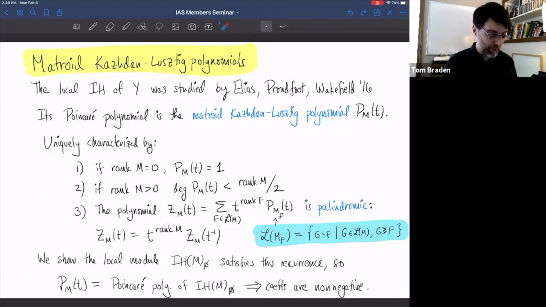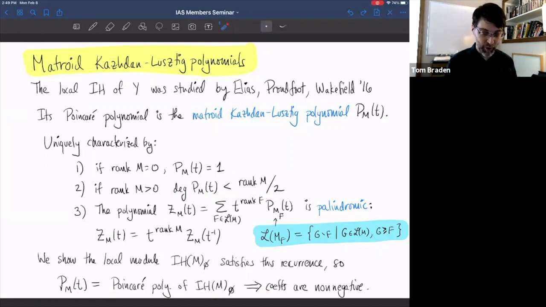In our paper, we're able to show that this local module, this quotient by the action of the positive degree generators of H of M, does satisfy exactly these recurrences, with module versions of these. And in particular, the degree vanishing is exactly what I stated on the previous slide, which gives you this degree vanishing of this polynomial. And therefore, this polynomial is the Poincaré polynomial of this local module.